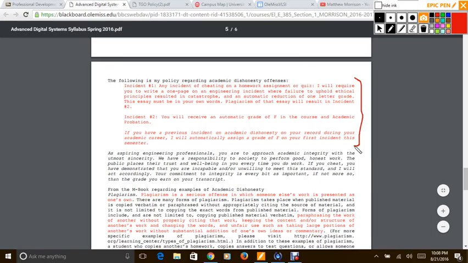If I catch you again, you will receive an automatic grade of F in the course and academic probation. Now, this is another thing. If you have a previous incident of academic dishonesty in your record during your academic career, I automatically go to incident two. I will automatically assign you a grade of F on your first incident in this course, and you will receive academic probation. I don't even need to recommend academic probation. If for whatever reason you're in this boat and you're on your second chance, you know you shouldn't be cheating. You know better at this point.